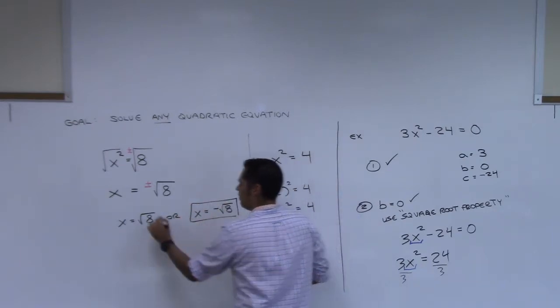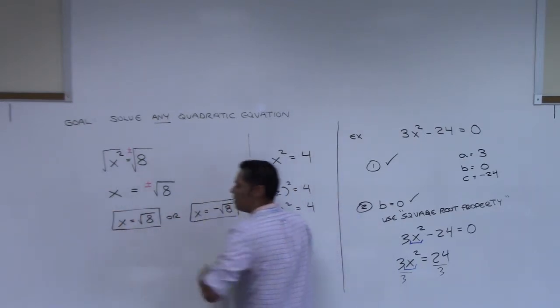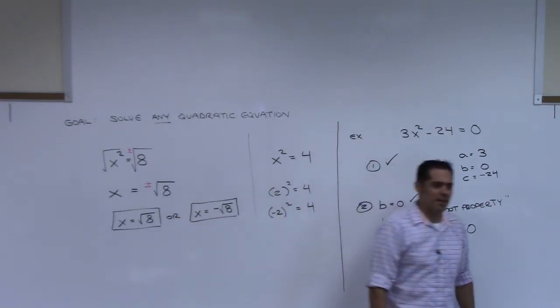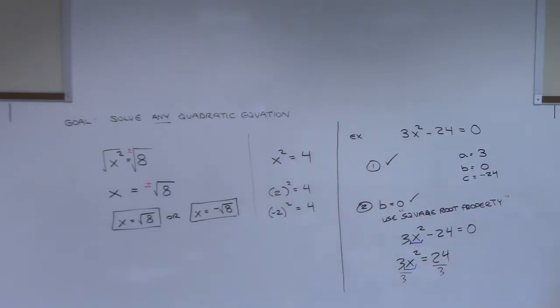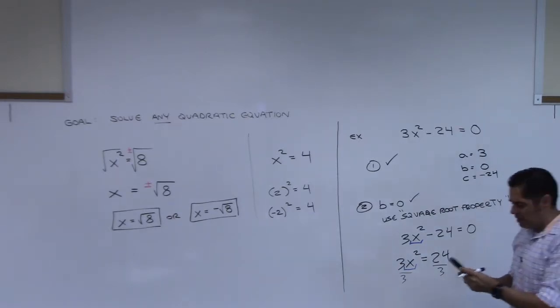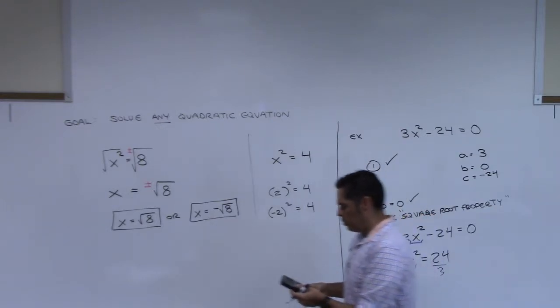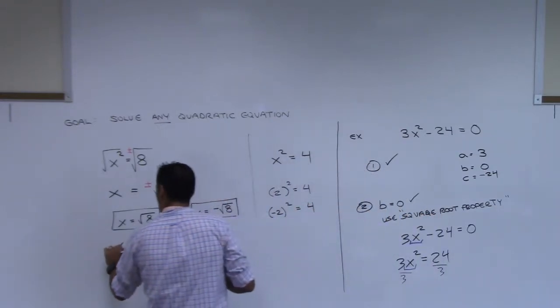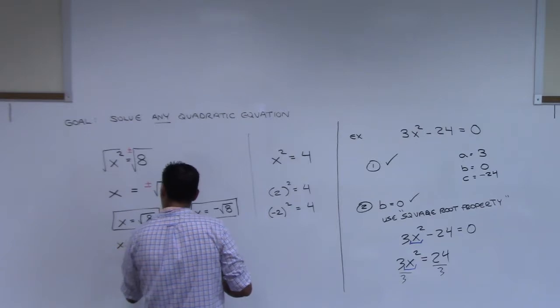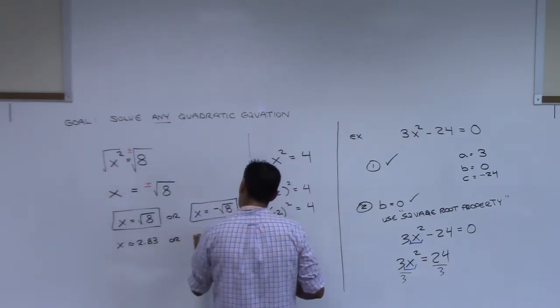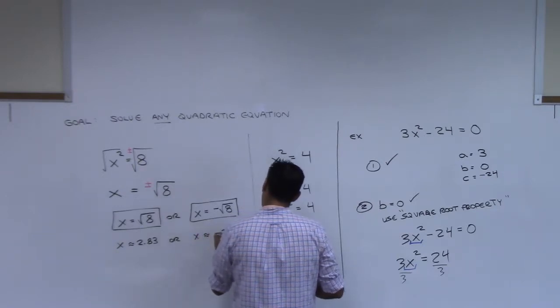And that's it. Those are our exact answers. And yes, you could break the 8 down, but on a test, I would take that as an answer, and I would be completely happy. Now, just so we can practice, let's get that as a decimal. 2.83, let's say. X is approximately 2.83, or x is approximately negative 2.83.